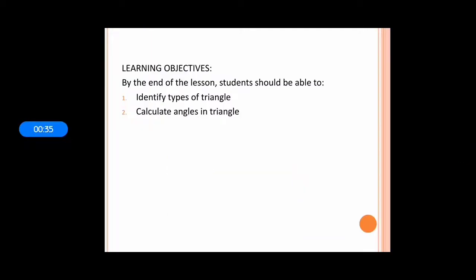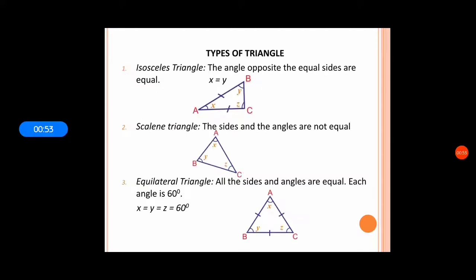So let's look at the lesson objectives. By the end of the lesson, students should be able to identify types of triangles and calculate angles in triangles. Remember that we have talked about types of triangles. We will talk about isosceles triangle, scalene triangle, equilateral triangle. So we are going to do a quick recap here, then solve problems that have to do with angles in triangle.